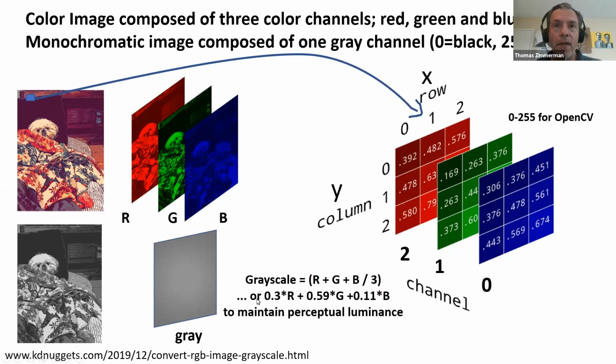The Python OpenCV instruction that converts color to monochromatic, I think, uses these perception-weighted values. Okay, so is everyone with me now? You can see how easily an image falls into an array. The X will be the rows, the Y will be the columns, and then three levels, three channels for the color.